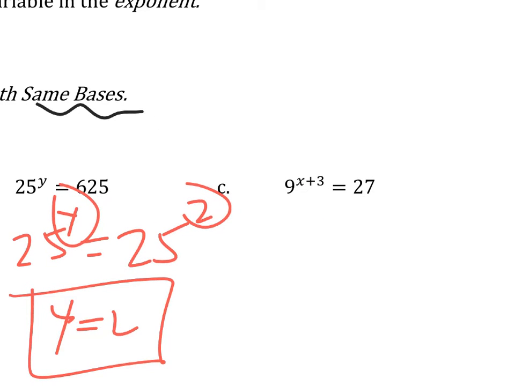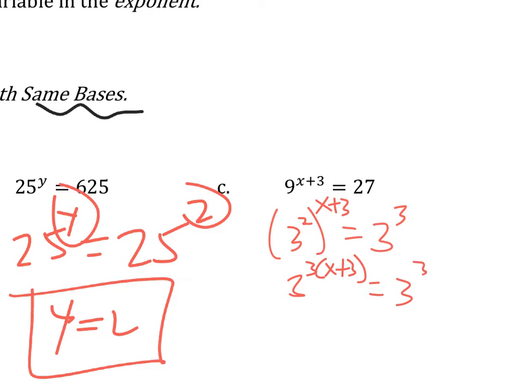Now, here we have 9 to the x plus 3, but 8 is not a power of 9. But if we think about it, it is a power of 3, and 9 is a power of 3. 9 is 3 squared, right? So we can write this as 3 squared to the x plus 3. Now we have bases of 3. We might rewrite this one more time because power to power multiplies. So this is 3 times x plus 3 equals 3 to the 3rd.